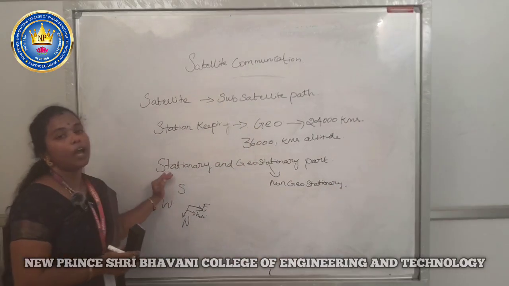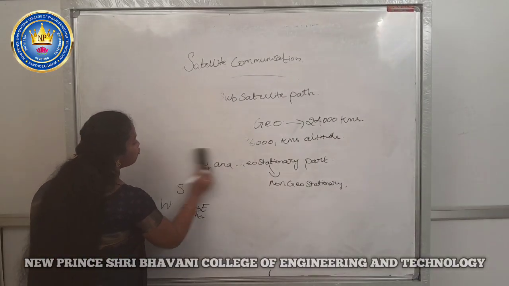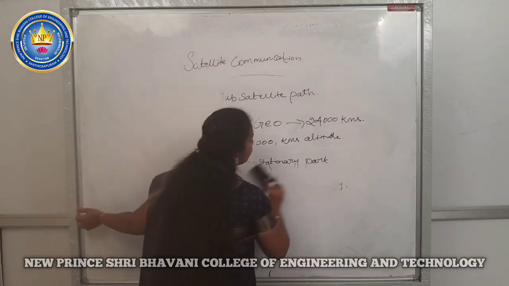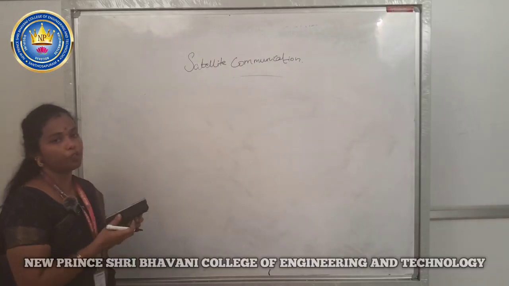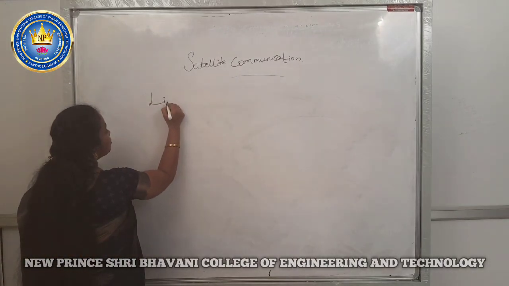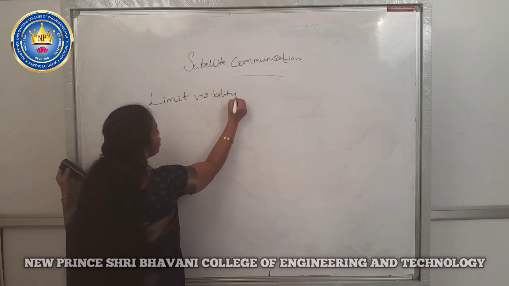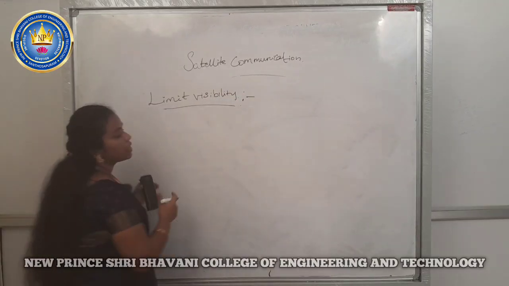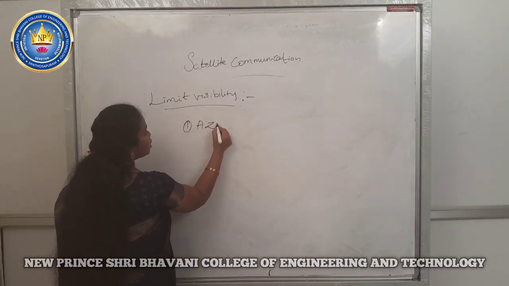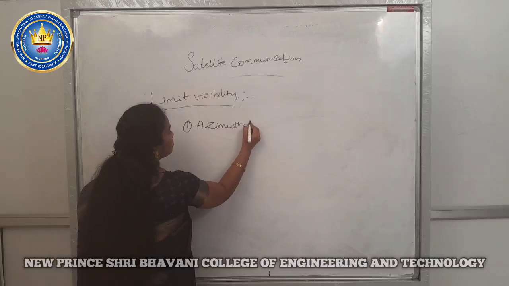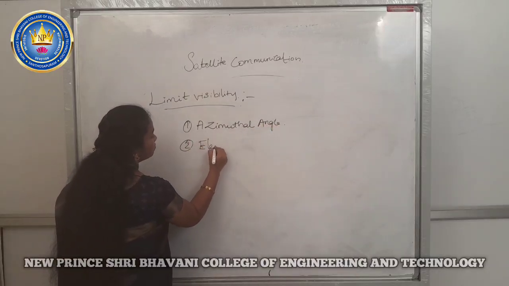And one important point we have to note is the limit of visibility. All the satellites should have limits of visibility, because the signal should be sent through the earth station. From the earth station to the space we have the limit of visibility and the angle also. The next important condition is the limit of visibility. The limit of visibility has two conditions. One is the azimuthal angle. Next one is the elevation angle.